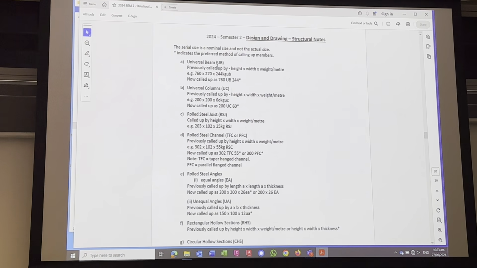As you can see here, I've got the way how we call these things up. When I say call up, that means the note you put or the label you put with an arrow to these particular members. And it says here the old way is, for example, 760 by 270 by 244 kilogram UB, universal beam. But the new way, from about the year 2000 onwards, is called a 760 UB 244.